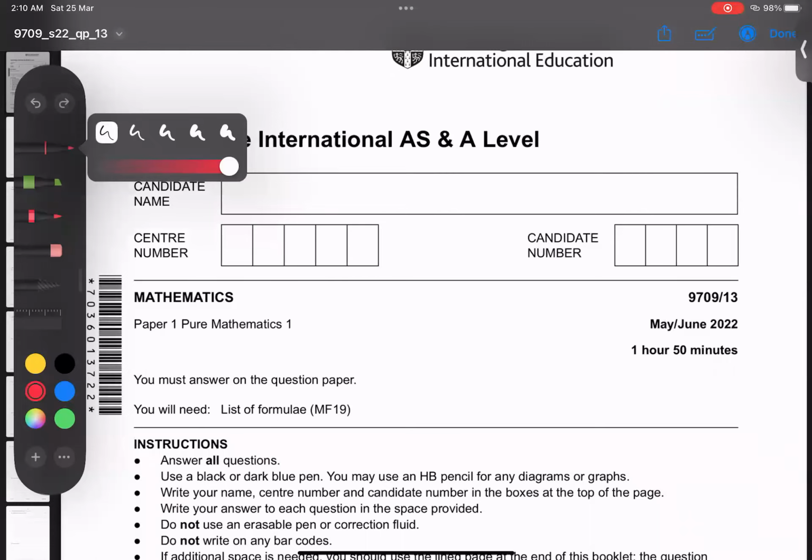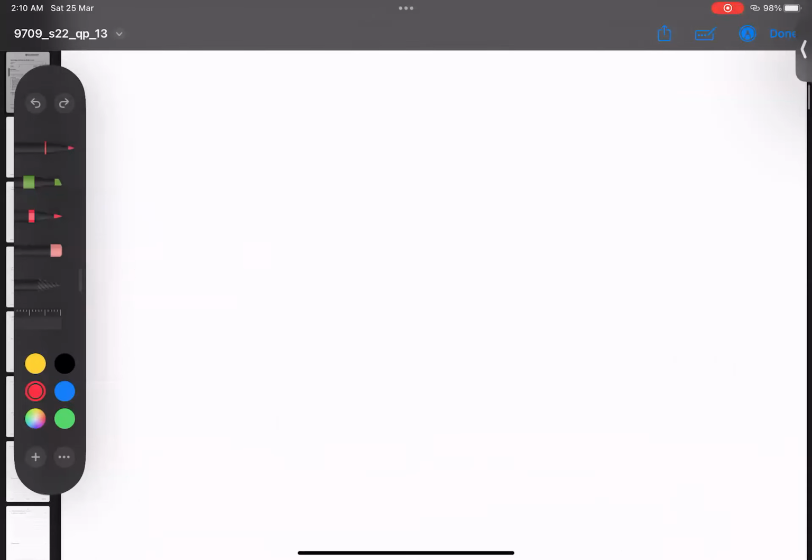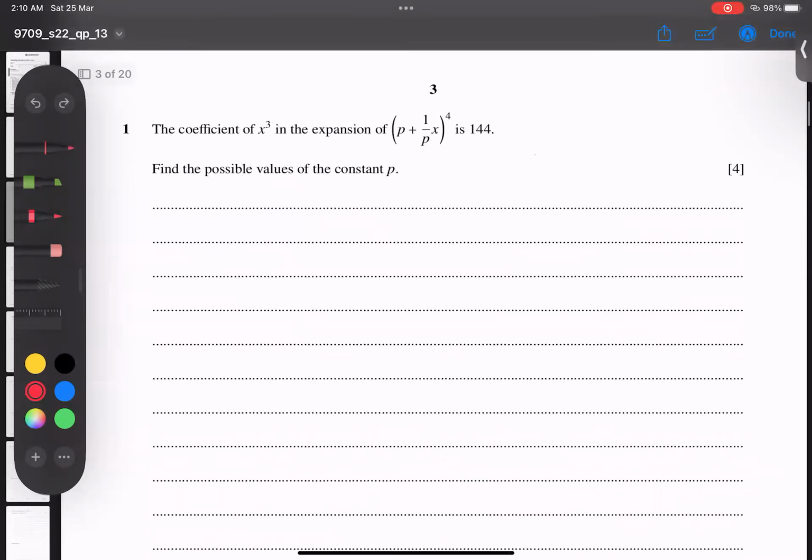So let's start. Paper one we have. The first question is on binomial expansion. He said the coefficient of x cubed in this is equal to 144. So the coefficient of x cubed is given.